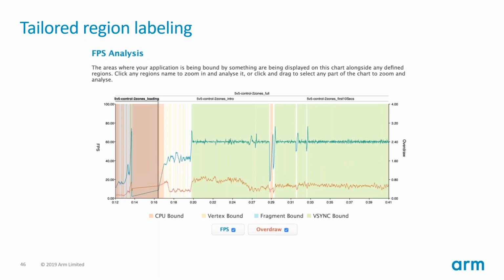We do have region labeling, so this uses annotations in the game to identify different parts of the test scenario. So you can identify logical behaviors from the data directly from the report, without having to just look at time and work backwards. So here you can see clearly the loading screen is CPU bound. The intro, once it's loaded, is actually hitting its 60 FPS target.